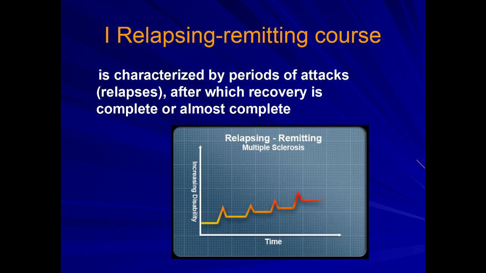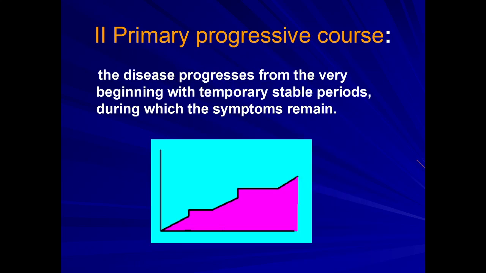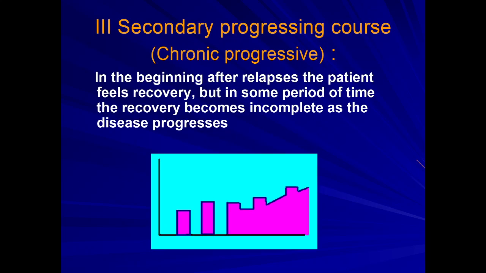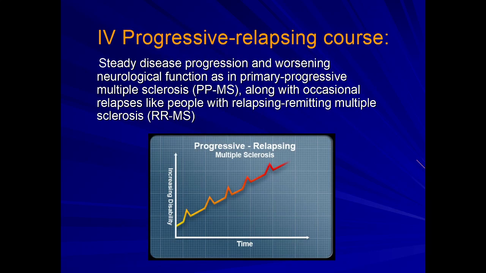Relapsing remitting course, periods of attacks and relapses. Primary progressive, disease progresses from the very beginning with temporary stable periods during which symptoms will remain. Secondary progressive starts as relapsing remitting and then starts gradually increasing. And progressive relapsing course.